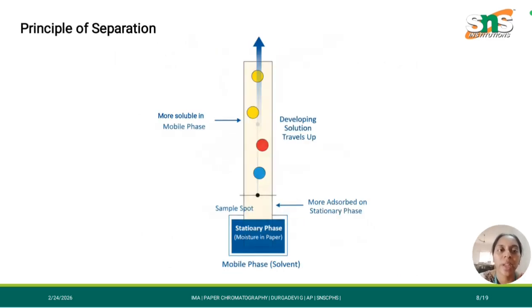The principle of separation involved is partition. You can see the samples that are more soluble in the mobile phase will move faster, and the samples that have more adsorption towards the stationary phase will move slower. In the setup, the mobile phase will be kept in a chamber, and we have to keep spots on the paper, and when the mobile phase is moving through the paper, that is the moisture present in the paper, the sample spot will also move either against gravity or depending on the type of development we are going to do.